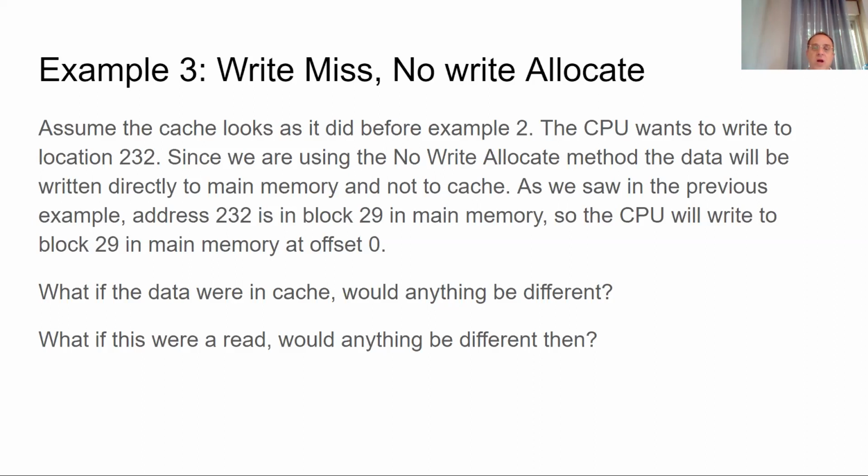The CPU wants to write to location 232. Since we are using the no write allocate method, the data will be written directly to the main memory and not to cache. As we saw in the previous example, 232 is block 29 in main memory. So the CPU will simply write to block 29 in main memory at offset 0. What if the data were in cache? Would anything be different? What if this were a read? Would there be anything different?